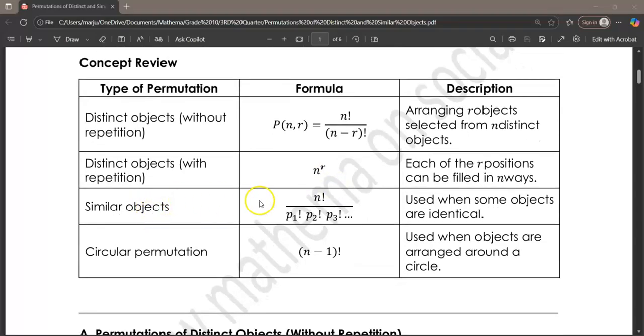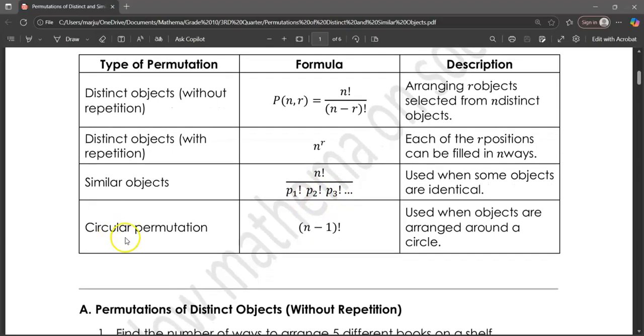And then we have similar objects. There will be cases wherein, for example, in the word mathematics, there will be a repetition of letters. So we're going to make use of this formula, n factorial over p sub 1 factorial. The denominator here is just the repeated elements. And then when we have circular permutations, meaning we are arranging things in a circular manner, we're going to make use of this formula, n minus 1 factorial.